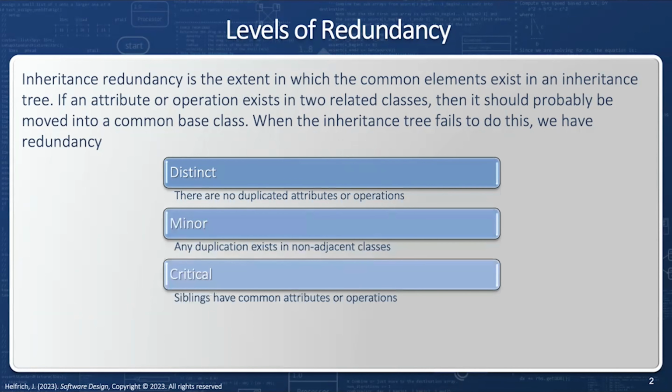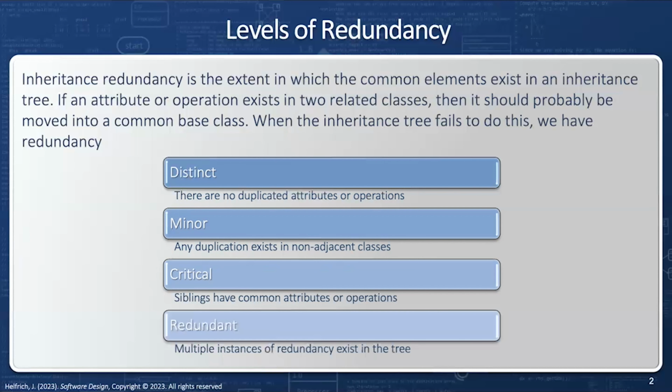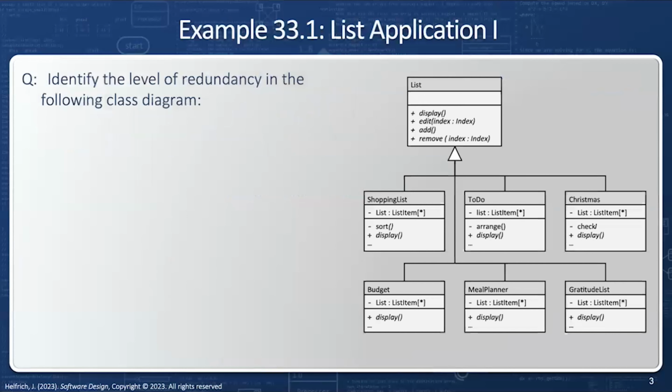Critical is when siblings have duplicate attributes or operations. This is bad. In almost every example of critical redundancy, we should move that common operation up to the base class. And then redundant: multiple instances of redundancy exist in the tree. Clearly, we don't want to have this. So let's take a look at an example.